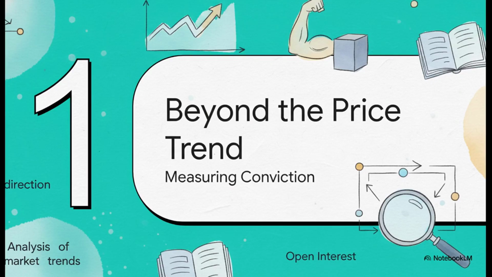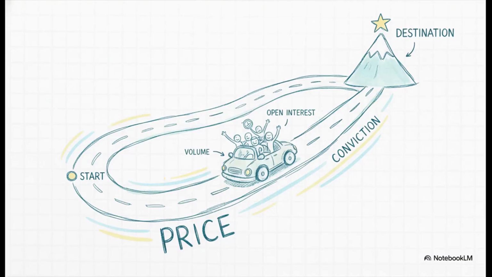I mean, the direction is important, of course it is, but it's the conviction behind that direction that tells you the real story. Okay, think of it like this. Price is the destination on a map. It tells you where you're headed. But these other indicators tell you how many people are in the car, how fast they're driving, and if they're actually planning on going all the way. It's all about measuring the strength of the move.